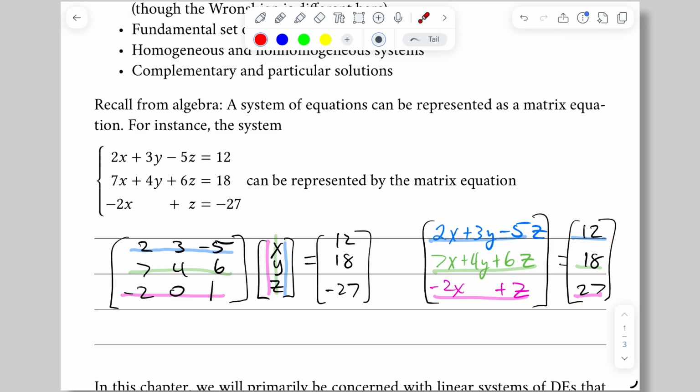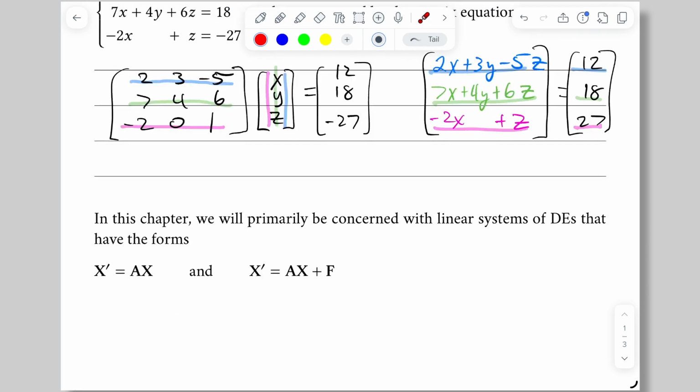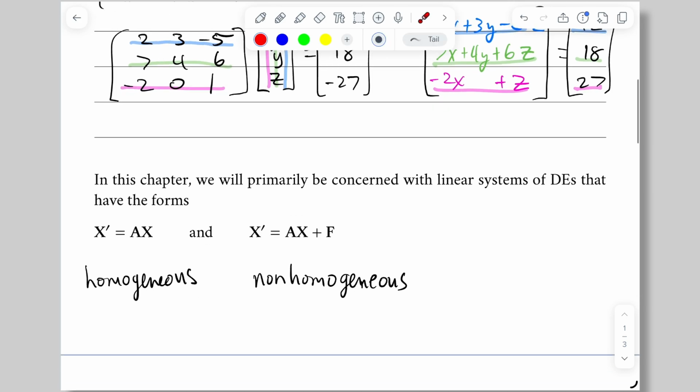Of course, we won't be dealing with algebraic systems, we're looking at differential equations. The systems that we're going to be looking at have the form x prime equals Ax. That's the form of a homogeneous system, or x prime equals Ax plus f, and this is the non-homogeneous case. Notationally, on the left, what we have is a vector, and when I write the vectors, I'm going to write them using an arrow on the top. So I would write it as x prime, but put an arrow on the top.